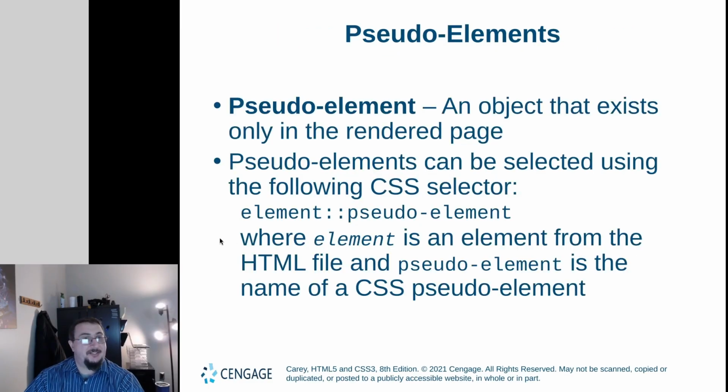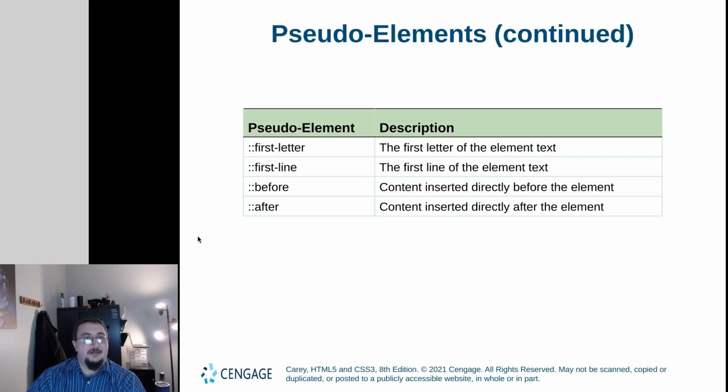Pseudo elements exist only within that rendered page, and they need to be selected using a double colon. Element, colon, colon, pseudo dash element. So the element is the one from the HTML file, and pseudo dash element is the name for the pseudo element you're using. For example, here we have pseudo element first letter, first line, before, and after.